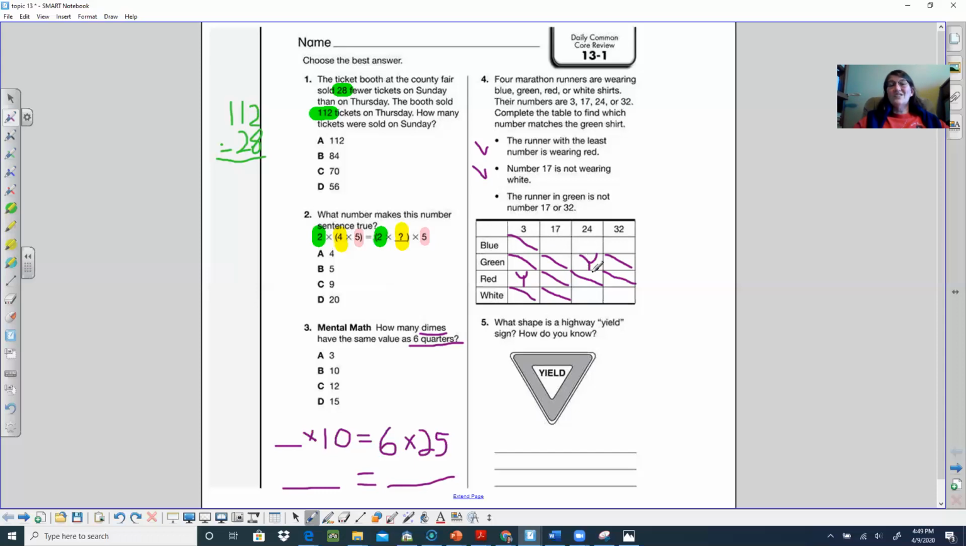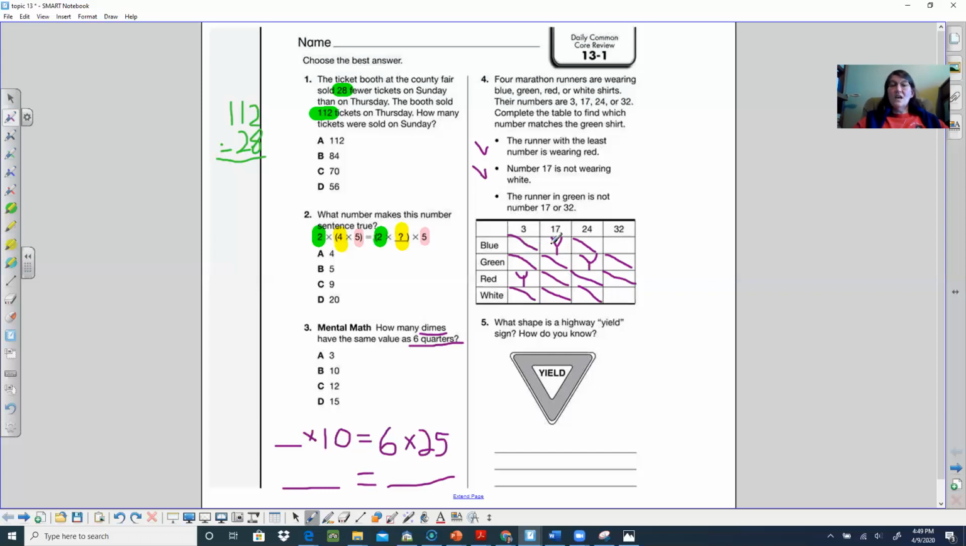Well, I could stop right there, but I'm kind of curious about what the other guys are wearing. So I'm going to take a moment and finish it up, and I hope you do too. So if this one's a yes, then these have to be no. You'll notice these are all crossed out. That means my only possibility for blue is 17. Or the only possibility for 17 was blue.